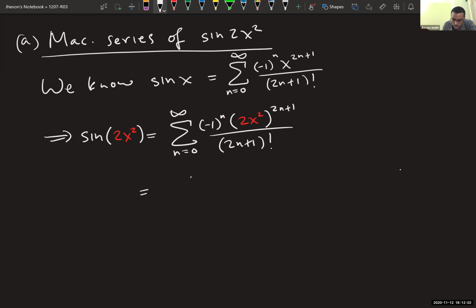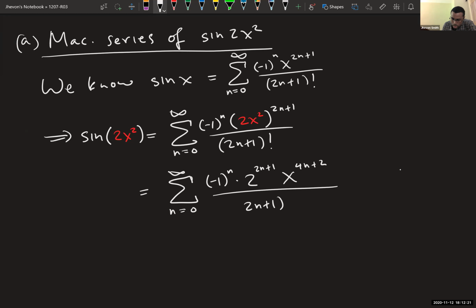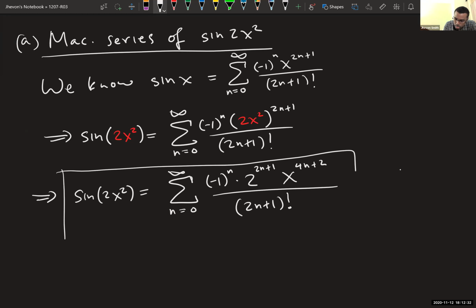And so now what you would have is just expanding. You have minus 1 to the n, you have 2 to the 2n plus 1, you would have x to the 4n plus 2 over 2n plus 1 factorial. And that's going to be your Maclaurin series.